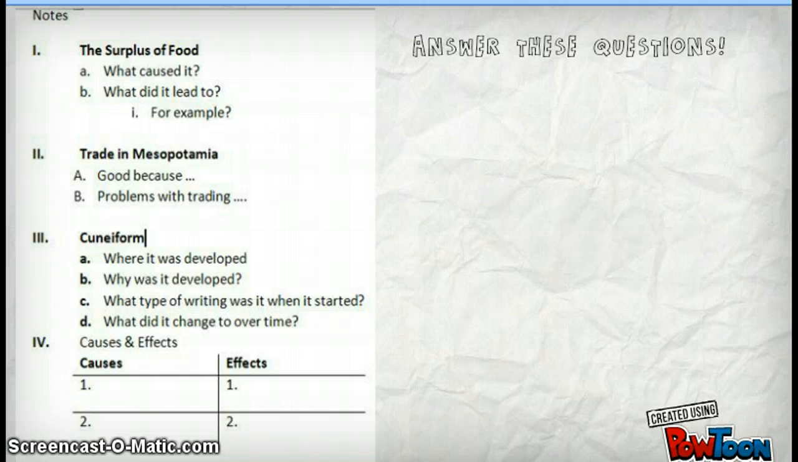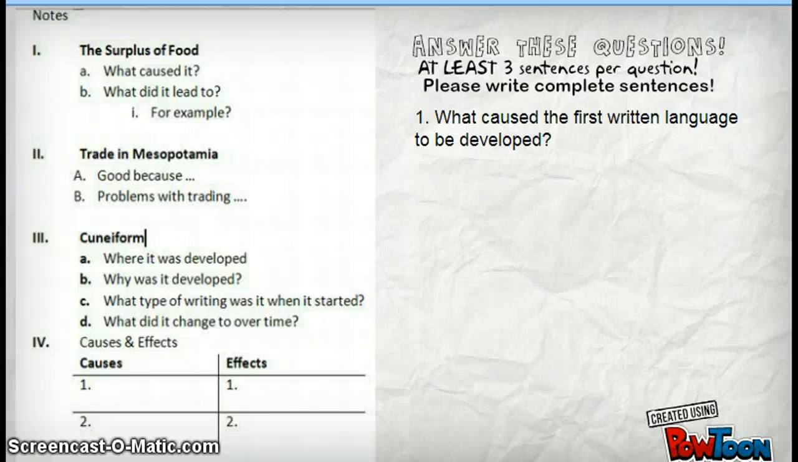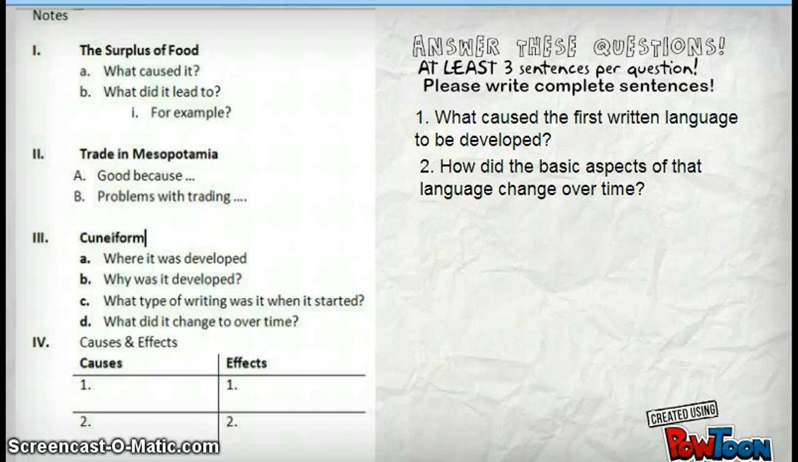Now, how about the questions? Remember, the questions are at least 3 sentences per question, and please write in complete sentences, otherwise I can't give you the credit for the homework, right? Okay, so 1, what caused the first written language to be developed? What were the causes of it? Write it in complete sentences. You can write 3 of them, 1 topic sentence and 2 supporting sentences, and answer that perfectly. And then second, how did the basic aspects of that language change over time?